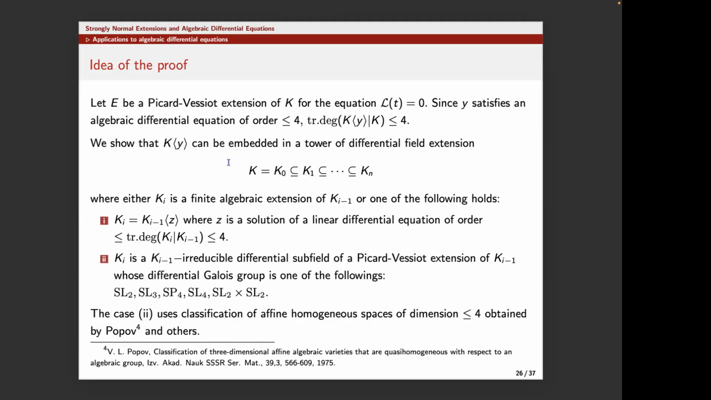And in case 2, we need the classification of affine homogeneous spaces of dimension less than or equal to 4 obtained by Popov and others. And we don't know D equal to 5 because we don't know this classification of affine homogeneous spaces of dimension 5. So why do these affine homogeneous spaces come up? Because a semisimple algebraic group can have a maximal subgroup which is reductive, and if you have a reductive subgroup of a reductive group, then the quotient space, the homogeneous space, is affine.